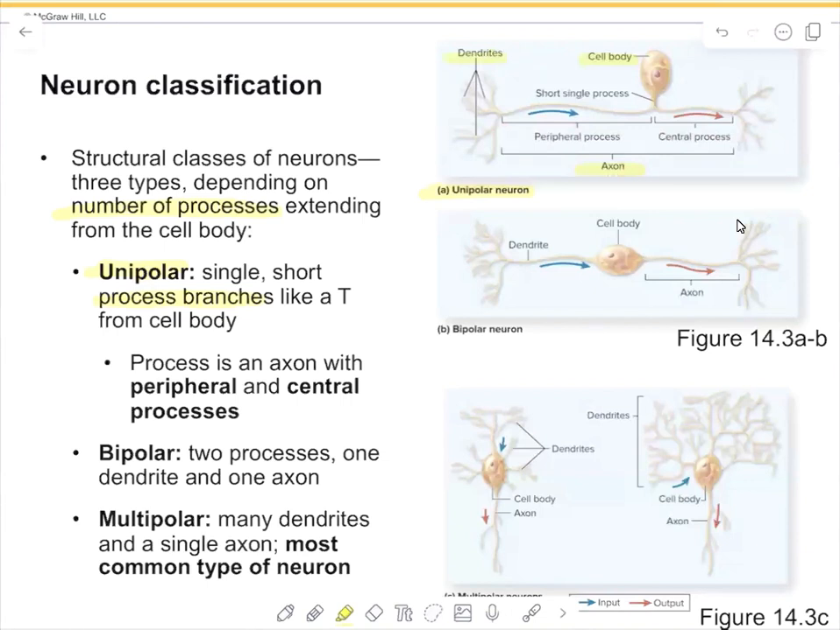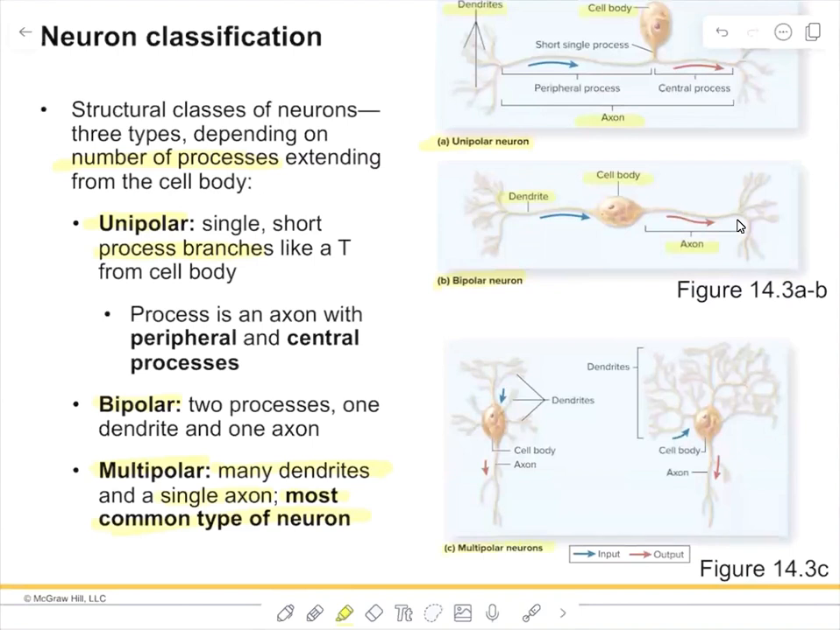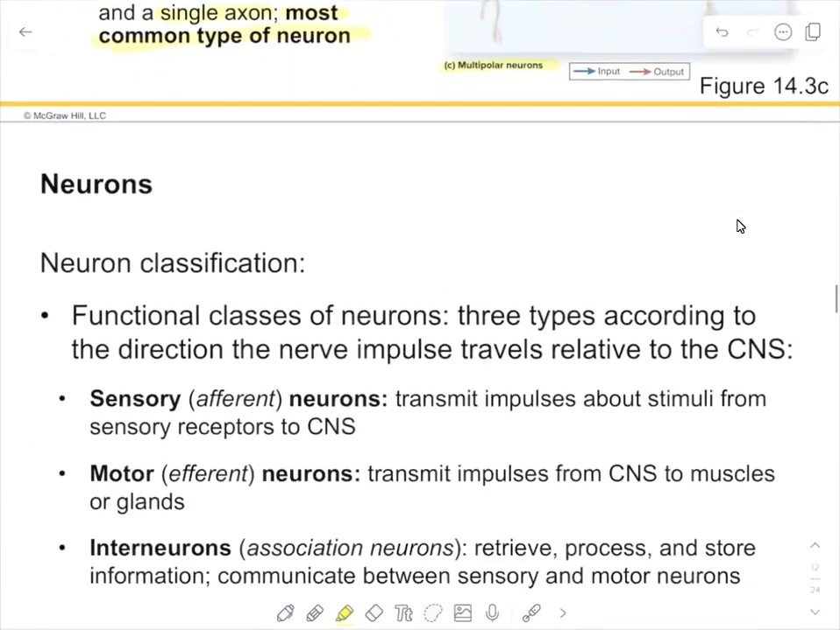Bipolar neurons are commonly seen in the special senses. There is one dendrite and one axon, the dendrite leading into the cell body and one axon leading out of the cell body. And then finally, the most common type of neuron has many dendrites and a single axon. So in this example, we can see a multipolar neuron with many dendrites, a cell body, and one axon. In this example, there are many more dendrites, but again, only one axon that leads out of that cell body.